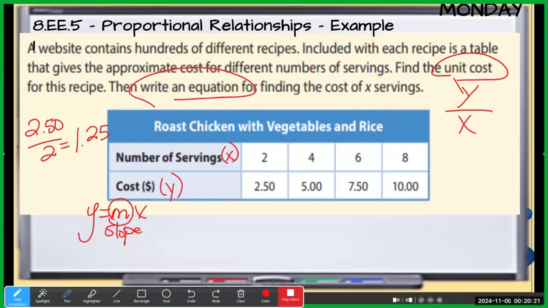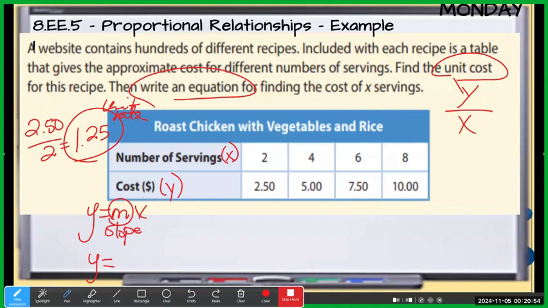Then 1.25x, that's an expression. The point is to know the equation is going to be in the same form. y is still going to be y. What do we say m is? What do we find our slope to be? It's another name for unit rate. It's got to stick.